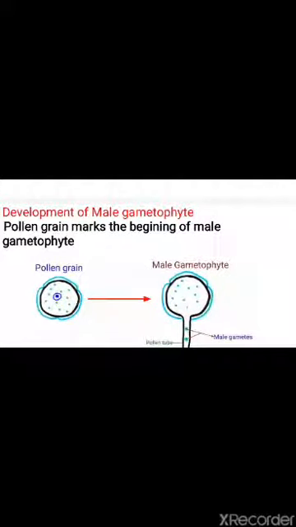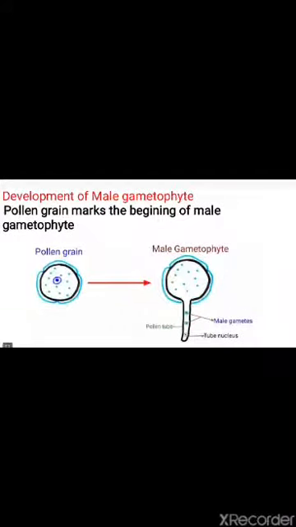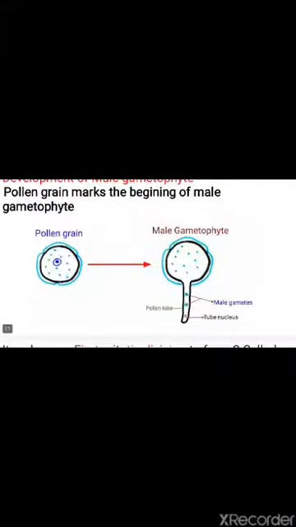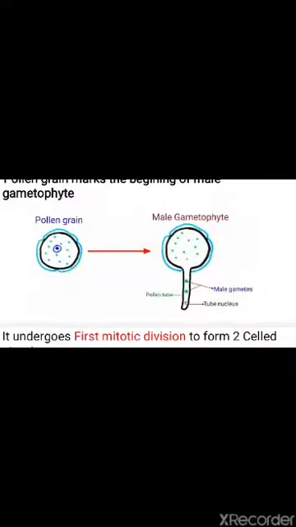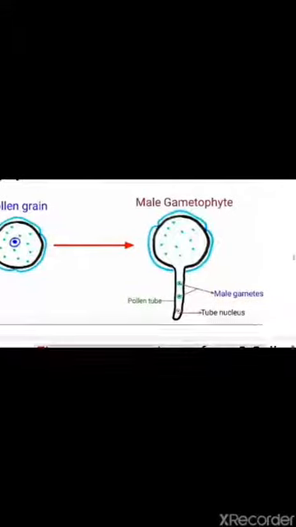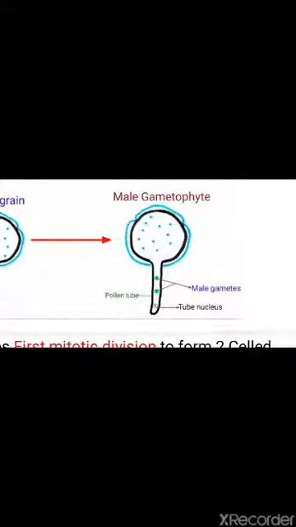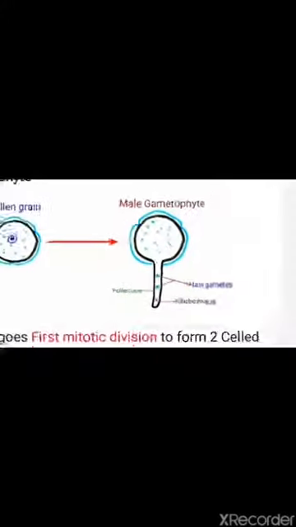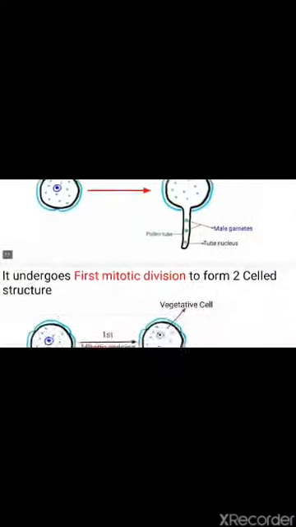Now the development of male gametophyte. How does this male gametophyte get developed? Pollen grain marks the beginning of the male gametophyte. That is, through the pollen grain, the male gametophyte formation takes place. So this diagram is of pollen grain, and this is how the pollen grain turns into the male gametophyte. So study it in detail.